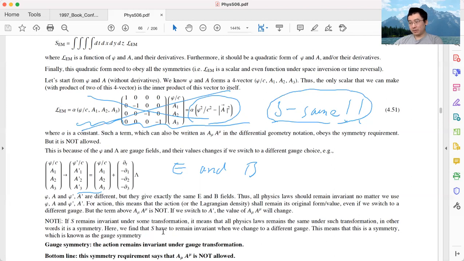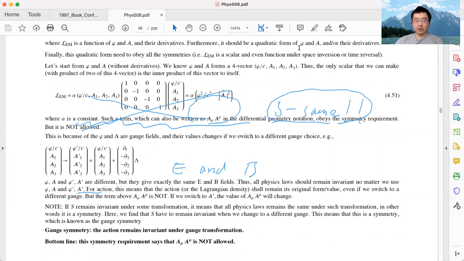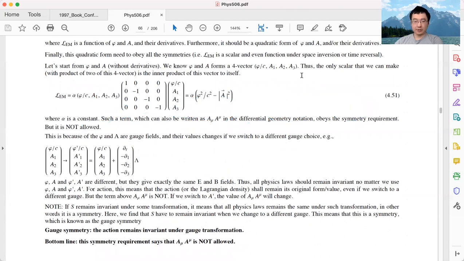So the bottom line, the simplest possible 4D scalar we can build from phi and A violates the gauge symmetry. So that is not allowed. This is a not allowed situation.